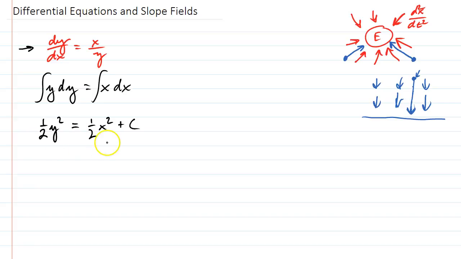We need to actually get this to be a function. What that means is I want to get y alone. So I'm going to multiply by 2 on both sides. On the left side, that would cancel with the 1/2. 2 times 1/2 x squared will be just x squared.